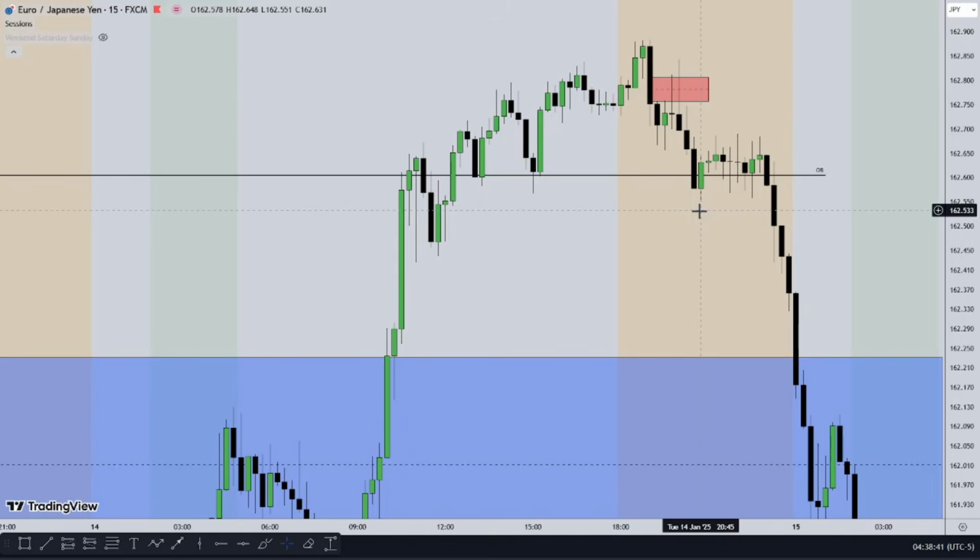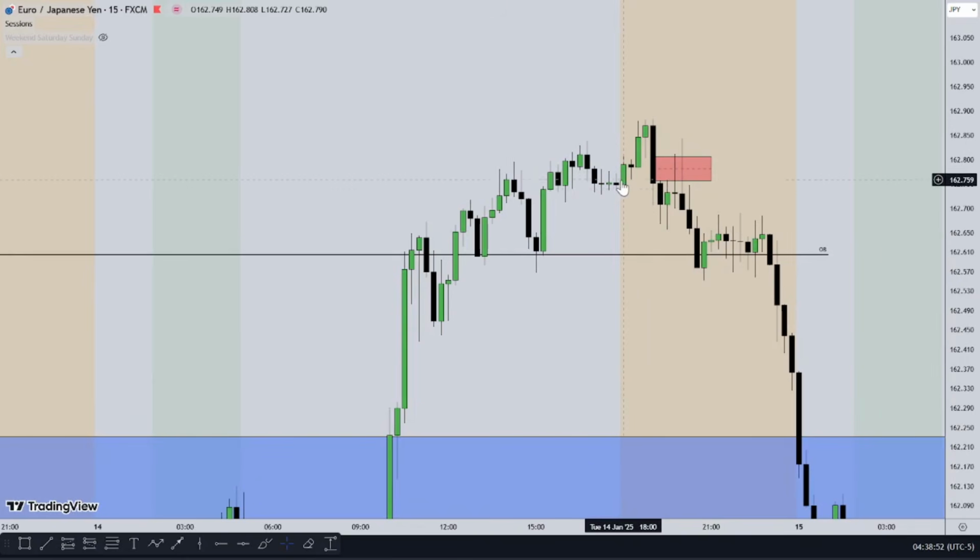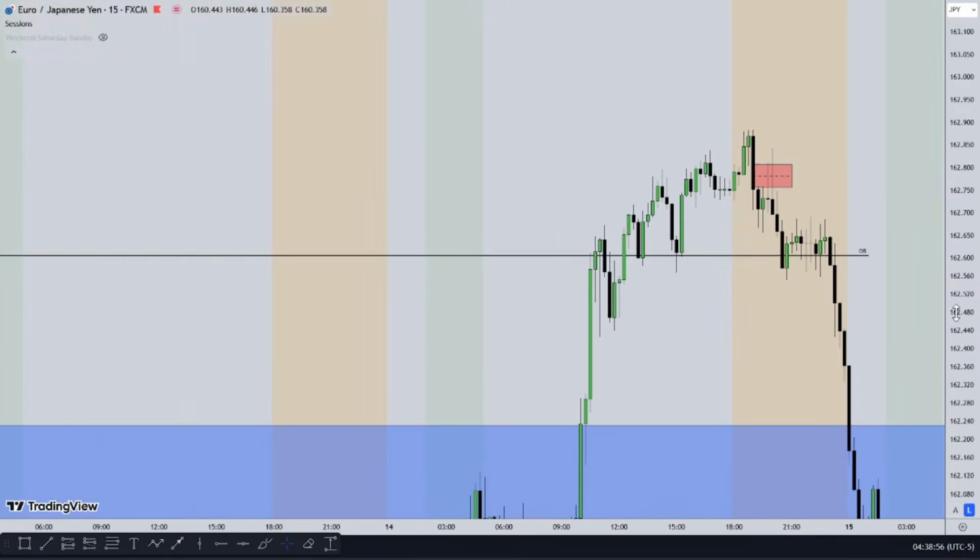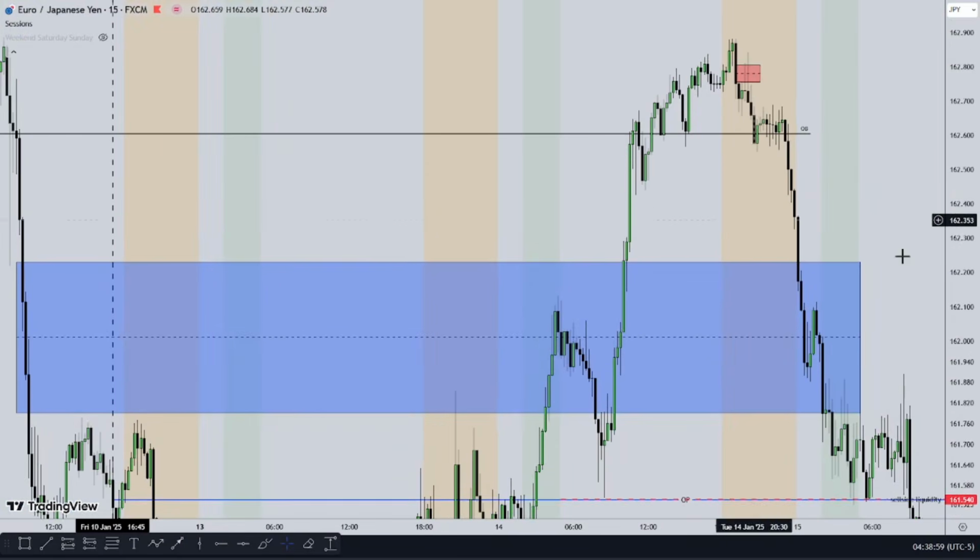So in this Euro JPY, the JPY is aligned with the Asian session and the Euro is aligned with the London session. So during the Asian session, price retraced to this fair value gap. We expected the fair value gap. Where did the price trade to?